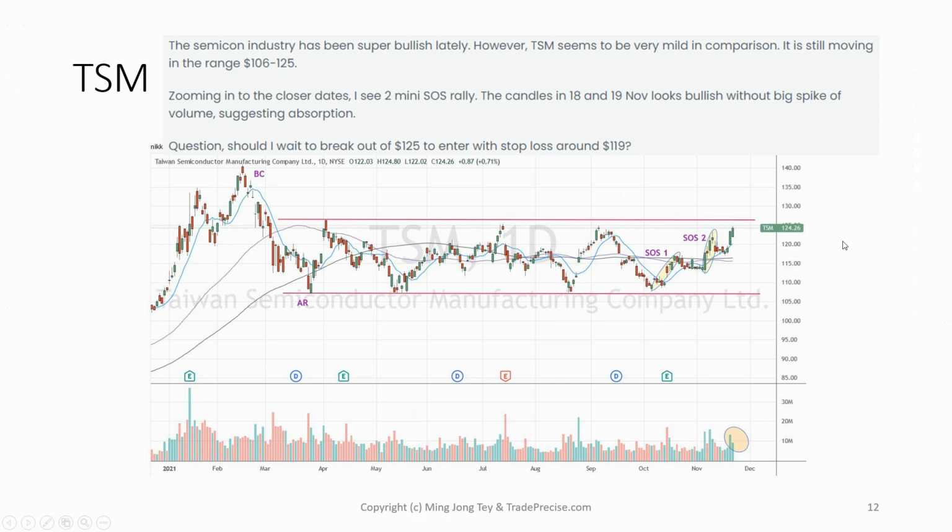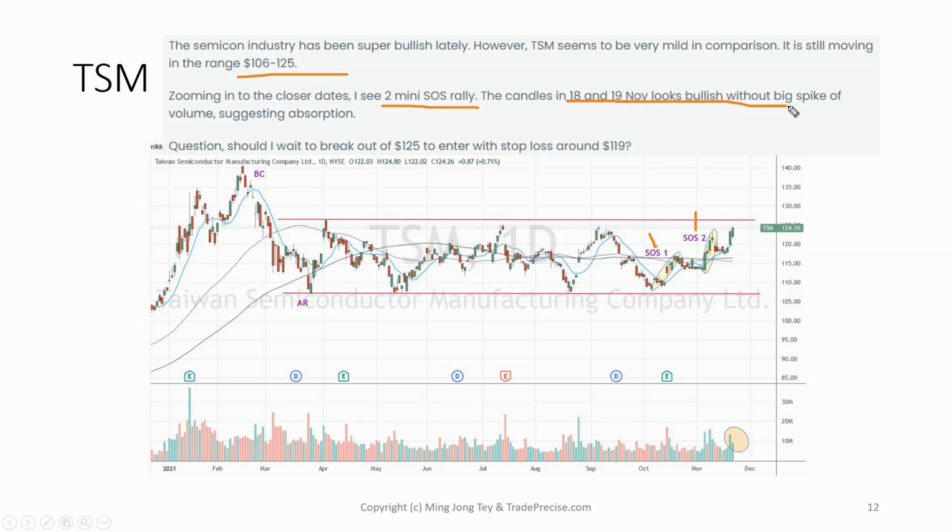Okay, next one is also from Nikki, TSM. The semicon industry has been super bullish lately. However, TSM seems to be very mild in comparison. It's still moving in the range. Zooming in closer, there are 2 minor signs of strength rally here and here.